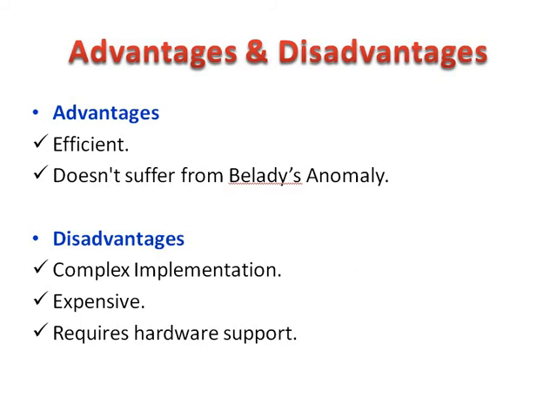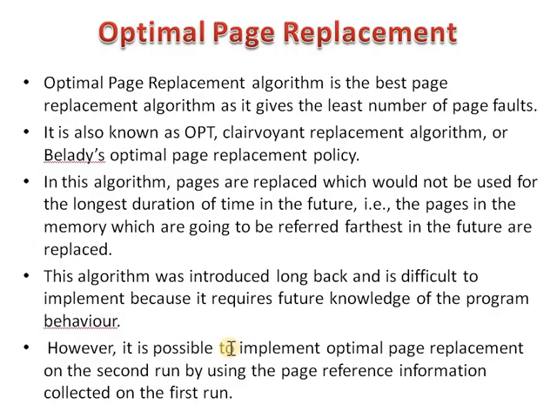Belady anomaly means that whenever the number of frames increases, the number of page faults also increases. The least recently used algorithm resolves this problem, as it has a lesser number of page faults. What are the disadvantages? Complex implementation as compared to the FIFO algorithm, it is expensive, and it requires extra hardware support. These are the drawbacks of this algorithm.